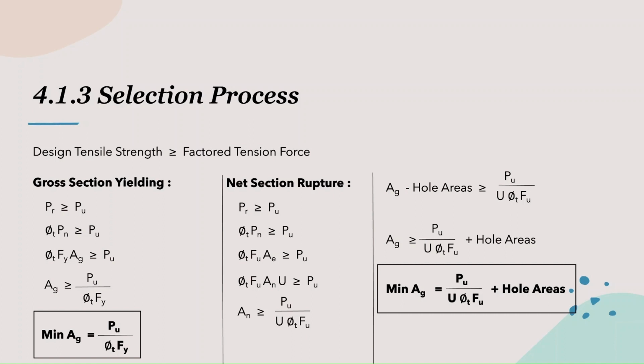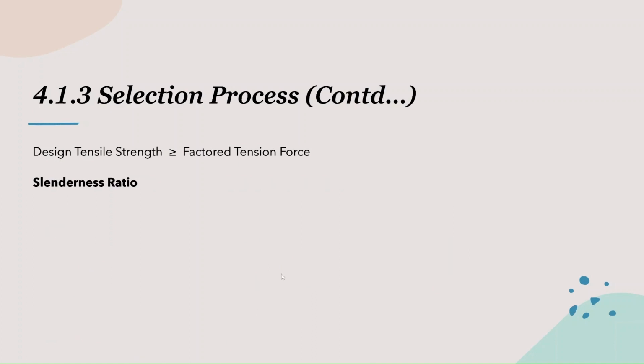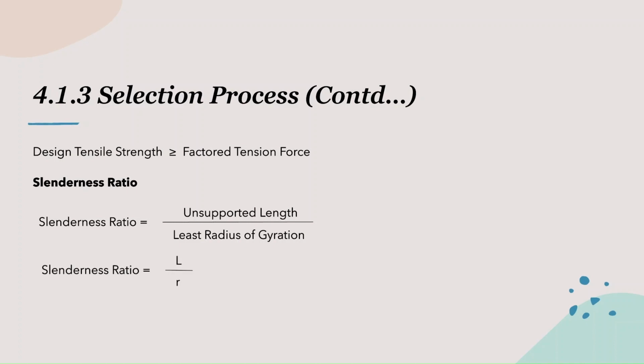But after selecting these sections, we also need to check the recommended slenderness ratio, right? As discussed before, the slenderness ratio is defined as the ratio of unsupported length to the least radius of gyration. The unsupported length is denoted by L and the radius of gyration is r. This will be more clear once we start solving some examples in the next videos. According to AISC, this slenderness ratio should be equal to or less than 300. If I rewrite this equation in terms of the radius of gyration, r should at least be equal to or more than L by 300. We will use what we have learned in this lecture in the examples that will follow. See you there.